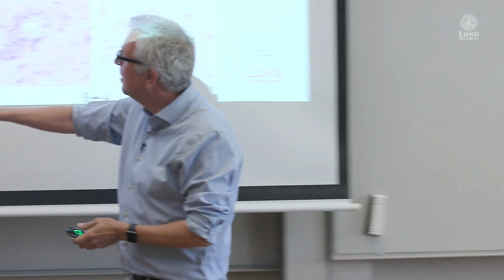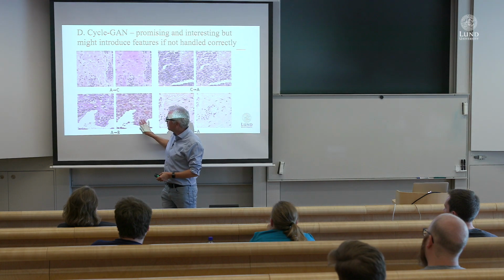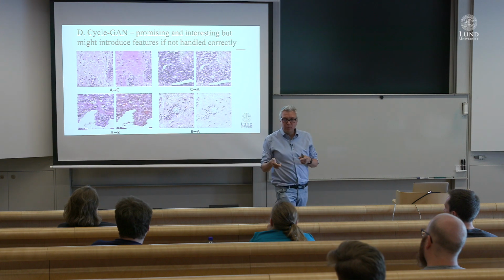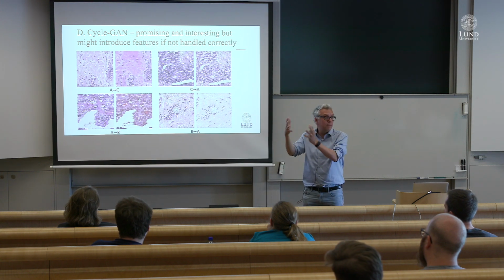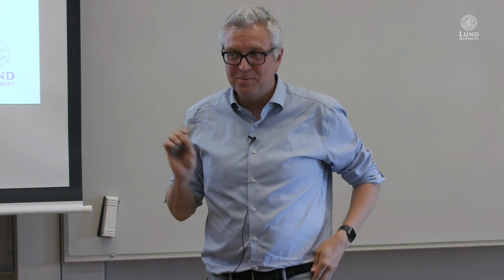So for instance, this is an example of an image where you can see there are more cells here. So we have to be careful that we don't change from Gleason 3 to Gleason 5, because maybe there are more Gleason 5 in one of the hospitals or something like that. So I think it's promising and it's really interesting, but yeah, have to do this with care.